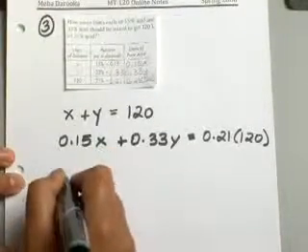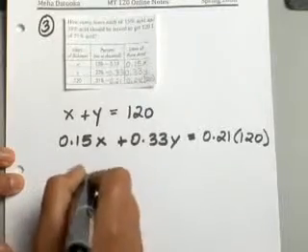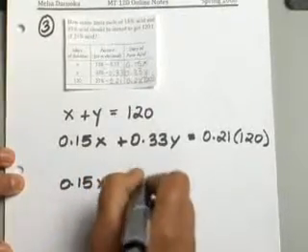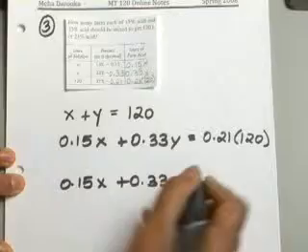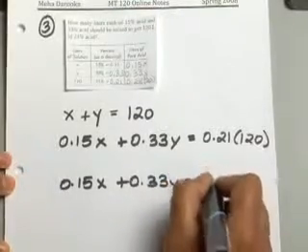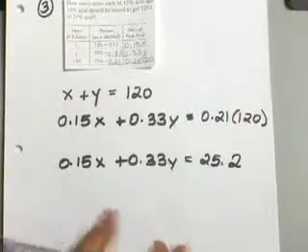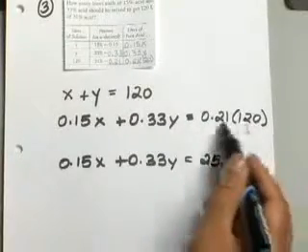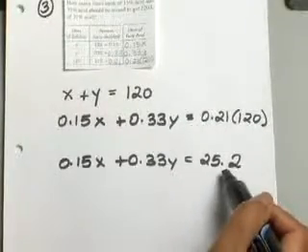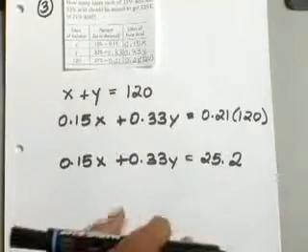Okay, now you can go ahead and multiply the 0.21 into 120, and that should give you, let's see, 25.2. Okay, so you don't have to leave it as this multiplication. Go ahead and find out what that product will be.